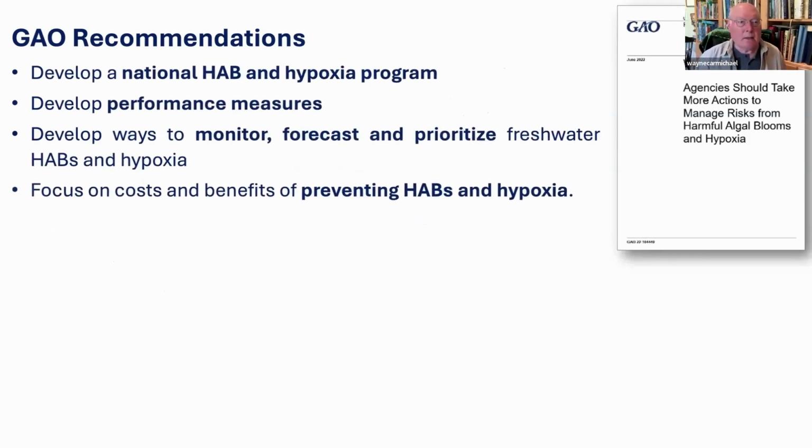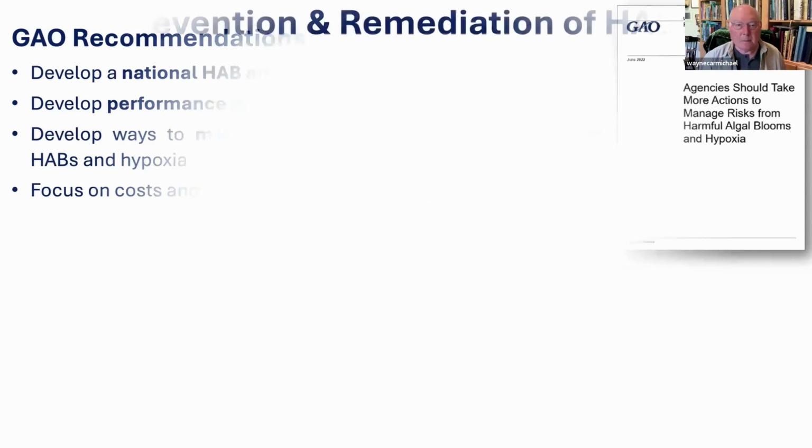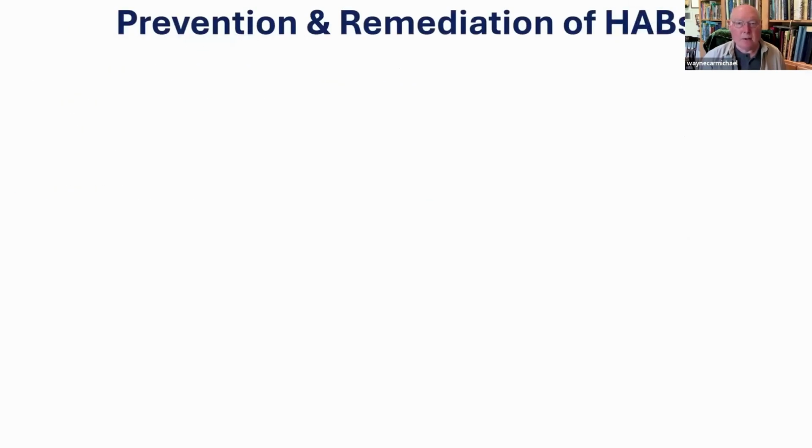Condense that back down: develop a national HAB and hypoxia program, performance measures, monitoring and forecasting, prioritizing, and focusing on costs and benefits for prevention. What about prevention and remediation?